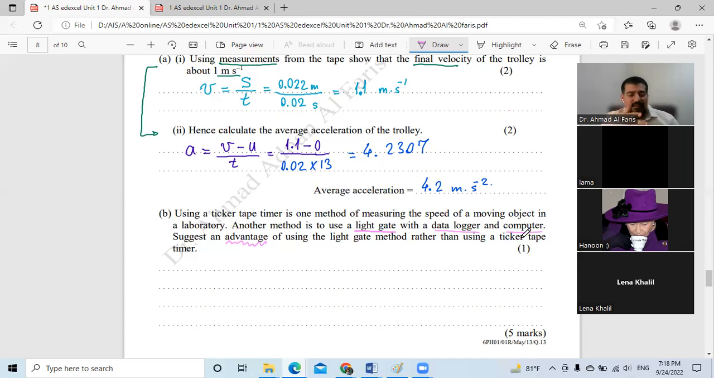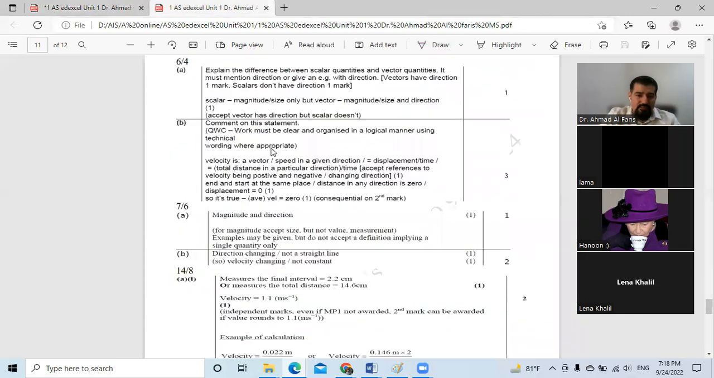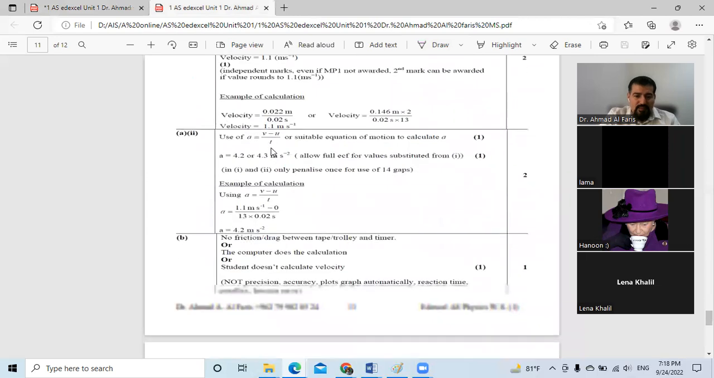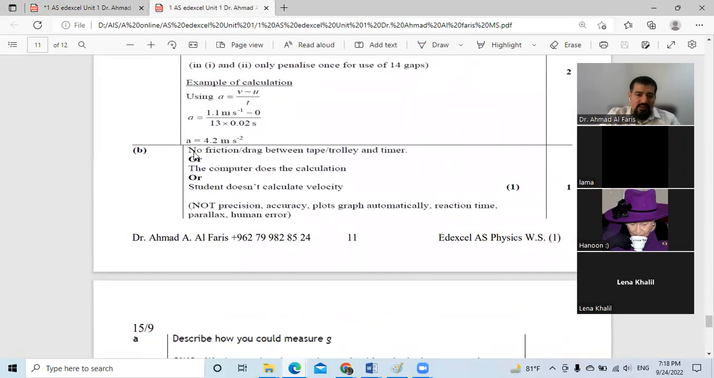Another answer. Okay. Now we didn't study how ICT, how we can use a computer and data logger. I didn't explain it; I'll explain it later in the next classes. But look here, what do they write in the mark scheme? They say that you can say there's no friction, no drag between the tape and the timer, or the trolley with the timer, or whatever.